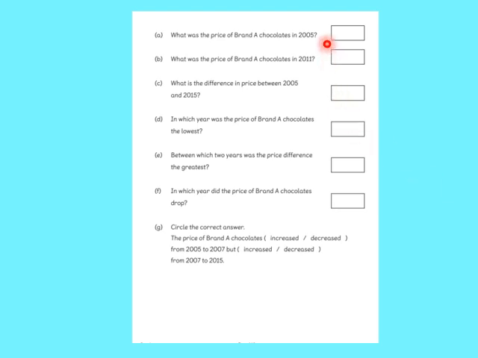So there are some questions here that you will need to answer and fill in these blanks. And in question G, you need to circle the correct answer. And it asks you the price of brand A chocolates. Did they increase or decrease? Remember, increased means it went up and decreased means it went down.